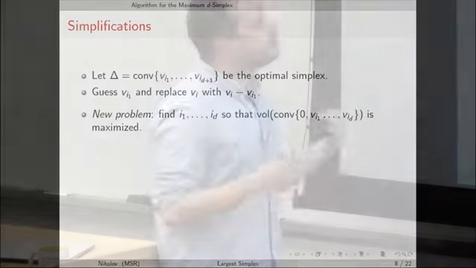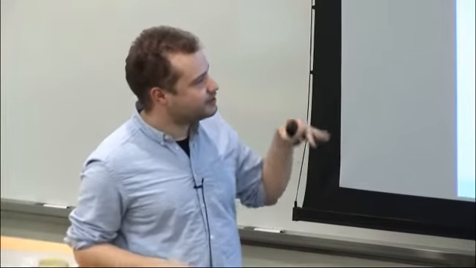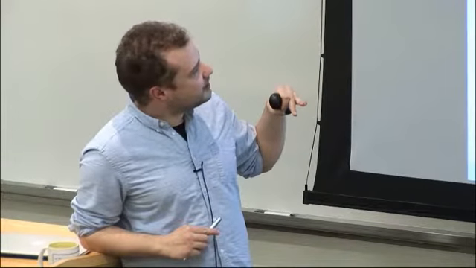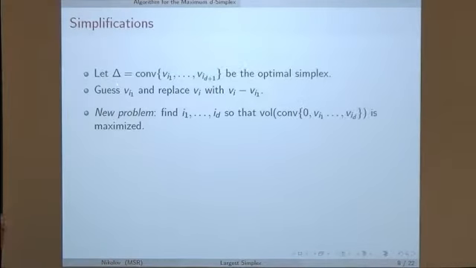OK, so here are some simple reductions that we can do to the problem to make it slightly easier. So there are a bunch of them, so I'll go slow over them. So let me use the delta, because it looks like a triangle, to be the optimal simplex.